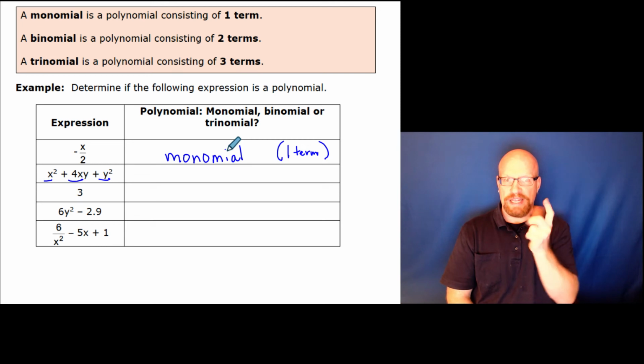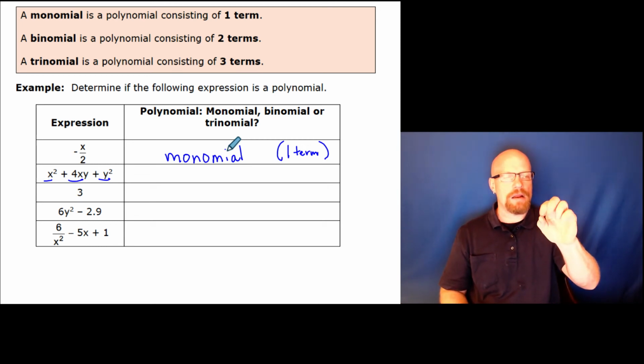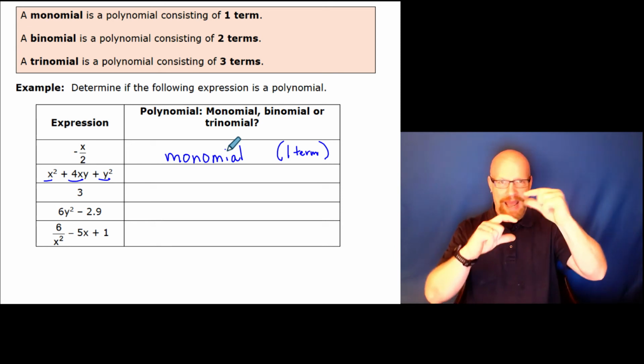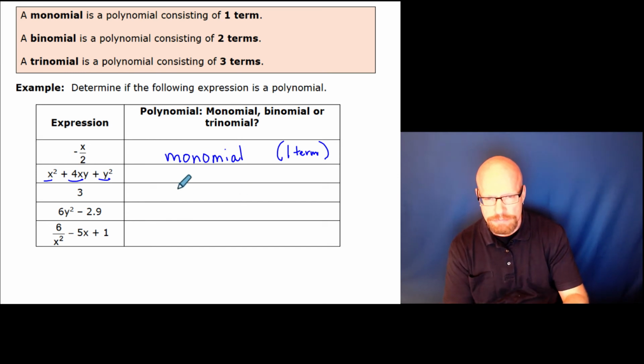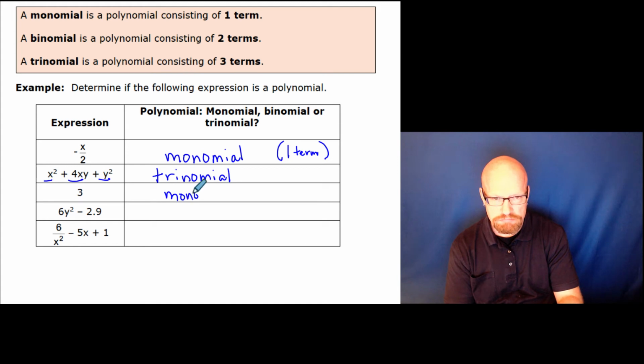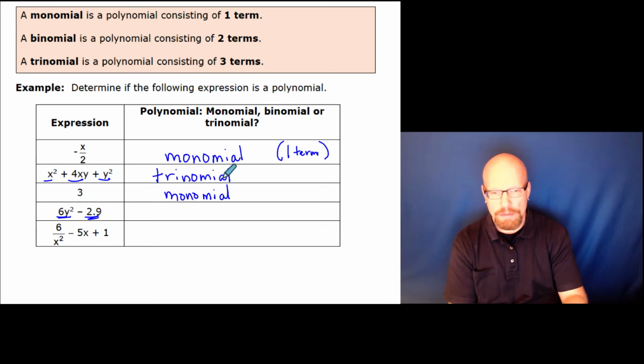Now, the second one has 3 terms, so therefore, tri, it is a trinomial. This doesn't talk about the exponent. It's not like if it's x squared, it's a binomial. This is how many terms are in the polynomial. We have 2 terms here, so therefore it's a binomial. Bi meaning 2.